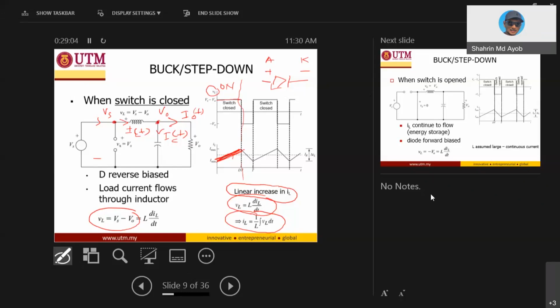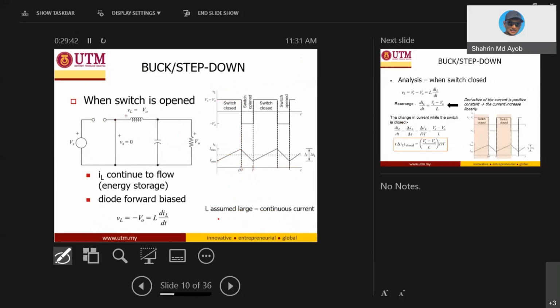So this is the analysis when the switch is on, or the switch is closed. Your VL is positive, Vs minus VO, and your current is a positive linear increment from I min to I max. The time scale with DT, I will explain later. We are only concentrating on VL and IL. I will explain what is DT, what is T, what is 1 minus DT, and so on. So that is when the switch is on.